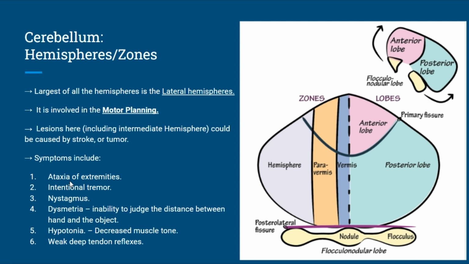So there's going to be ataxia of the extremities. There's going to be intentional tremor, nystagmus, dysmetria. Dysmetria is important because the patient is going to have an inability to judge the distance between the hand and the object. Then there's going to be hypotonia. As it said, tonia means tone, hypo means less. So there's going to be decreased muscle tone, and then we're going to have weak deep tendon reflexes.